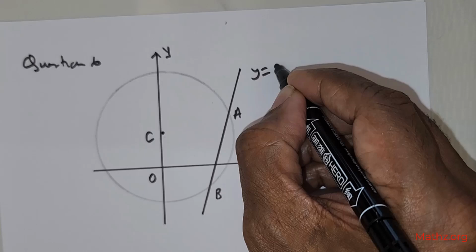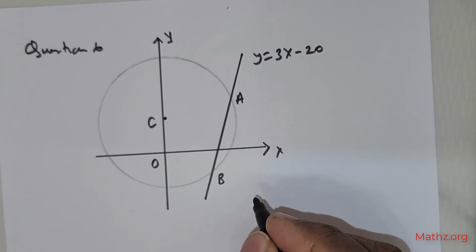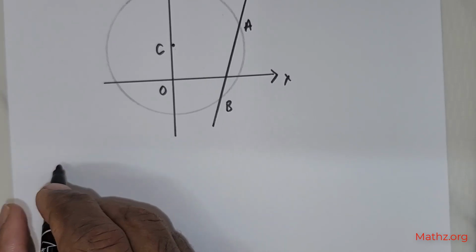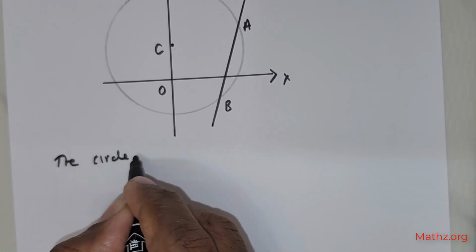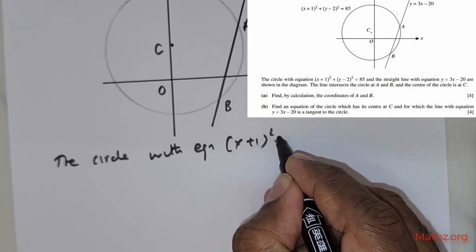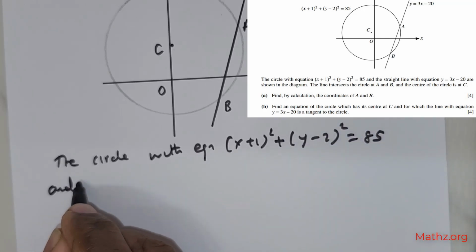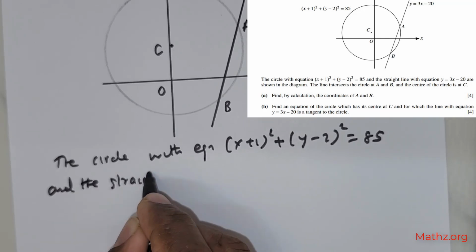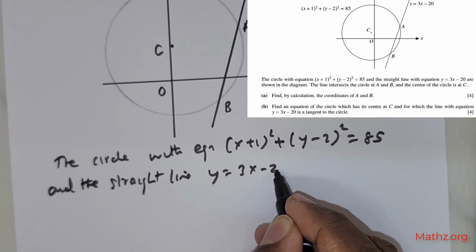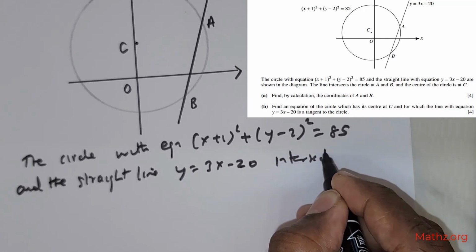This line is y is equal to 3x negative 20, and let me write the question. The circle with equation (x positive 1) whole squared positive (y negative 2) the whole squared is equal to 85, and the straight line y is equal to 3x negative 20 intersects the circle.